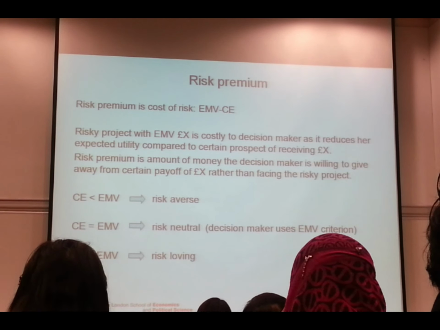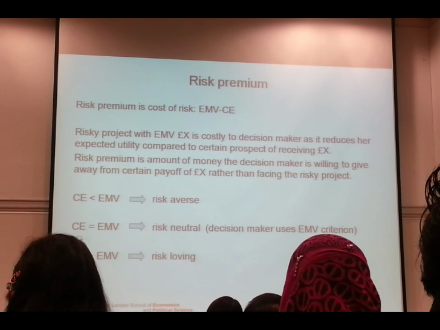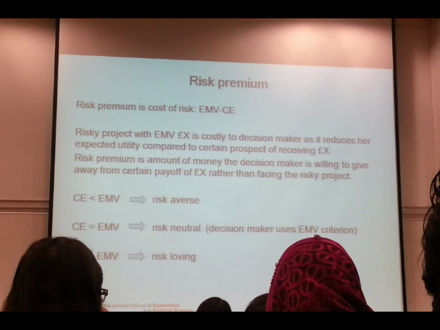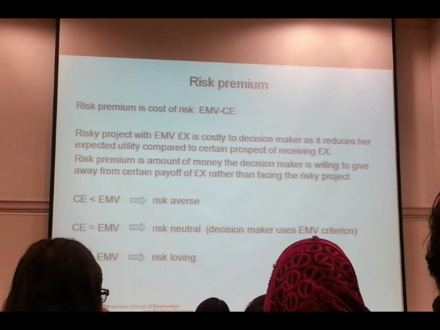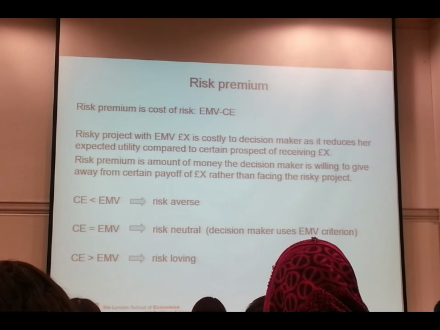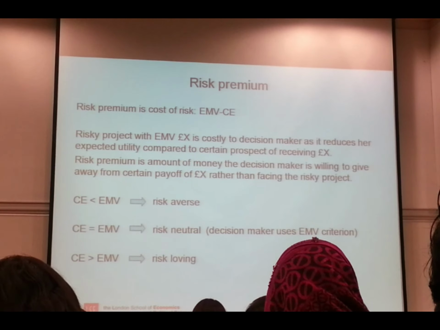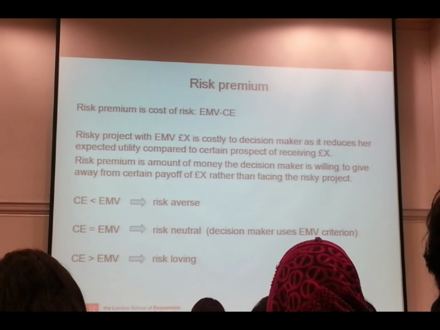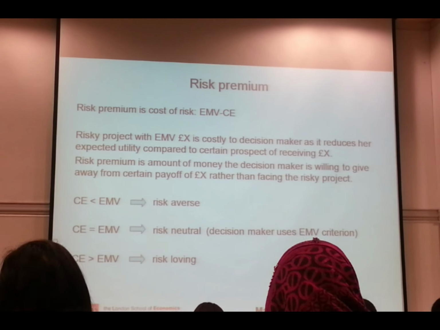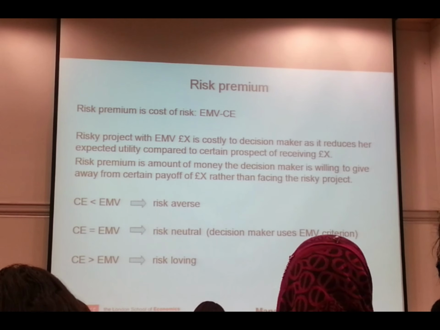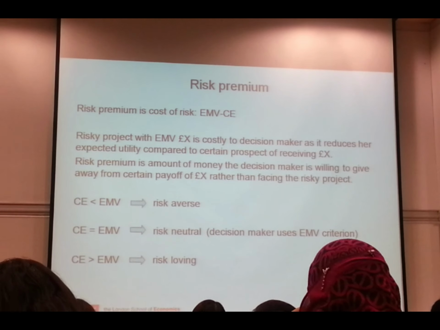Still closely related to the concept of certainty equivalent is the concept of the risk premium. Risk premium is simply the cost of risk. We derive that by taking the expected monetary value and subtracting the certainty equivalent. The idea here is that a risky project is costly to the decision maker because it reduces her expected utility compared to the certain prospect of receiving X.